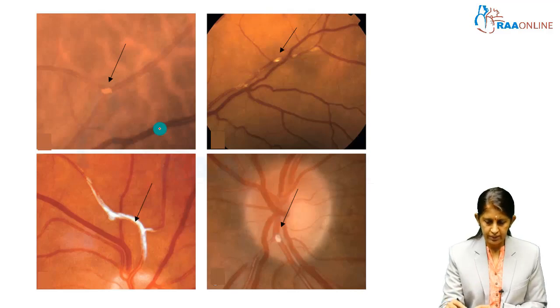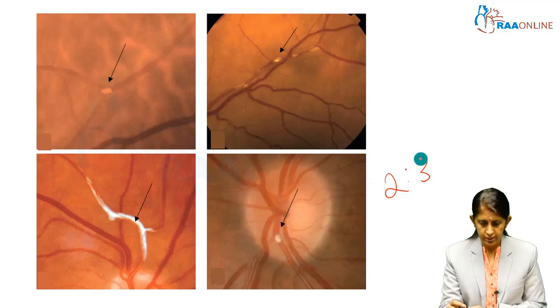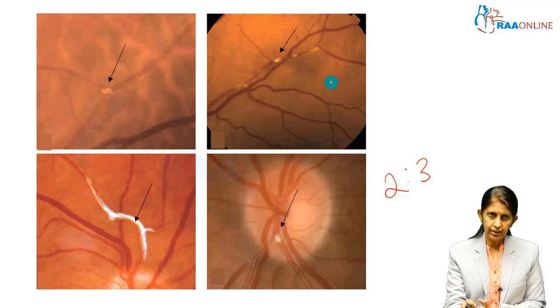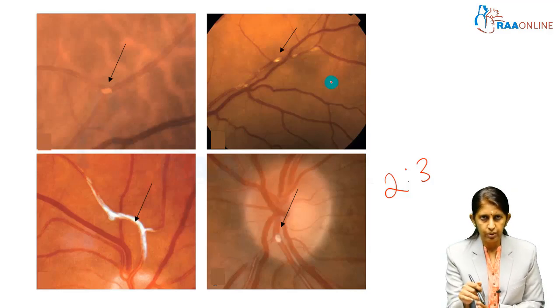So normal AV ratio is 2:3. So veins are a little thicker and more tortuous. Again, in this picture, you can see very clearly the artery and vein are lying alongside each other. You can see that the veins are much darker and there is much more tortuosity in the veins. So the vasculature in this patient is normal. But what is abnormal here is the presence of emboli.